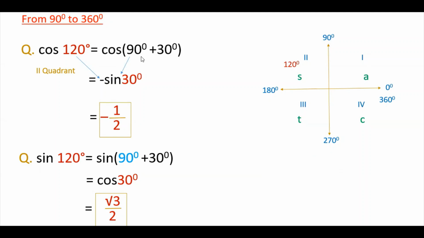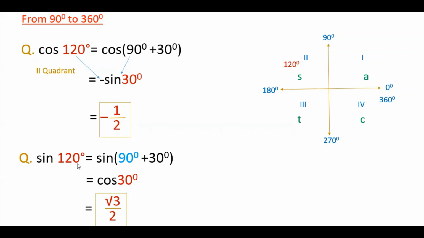And cos 90, I have already told you, it is 90, so you have to change the trigonometric function to sine. So cos you write as sine of 30 degrees. And why do I put a minus sign? Because 120 degrees is in the second quadrant. In the second quadrant, only sine and cosecant are positive. So here cos is negative, so you have to put a negative sign. So minus sine 30 degrees, that is minus 1 by 2.